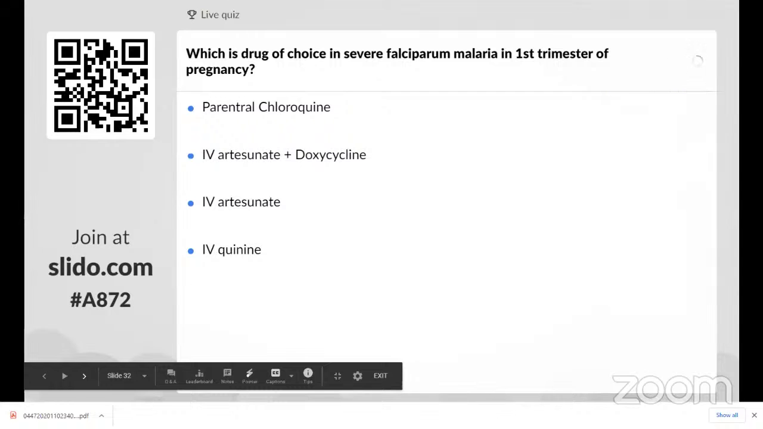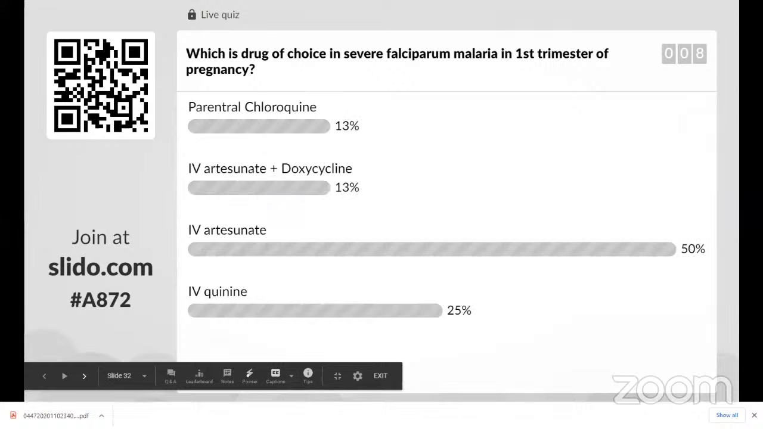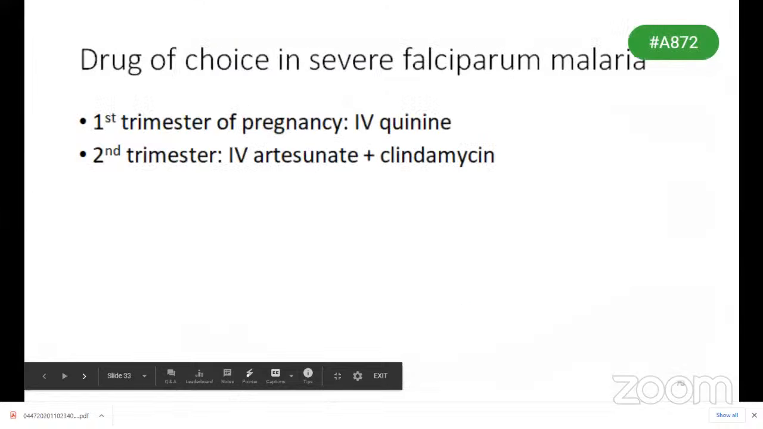We are seeing less and less malaria nowadays, so these are difficult questions to answer sometimes, because in urban areas malaria has become much less common, especially cerebral malaria. The correct answer actually is IV quinine. In the first trimester, the drug of choice is IV quinine. In the second trimester, one can use artesunate as well as clindamycin. But the age-old quinine still remains the drug of choice in pregnancy with cerebral malaria.